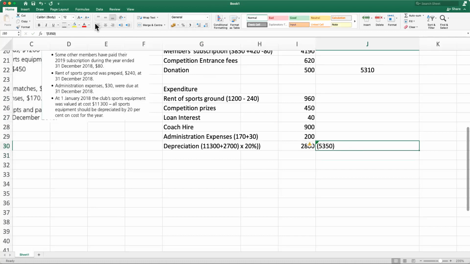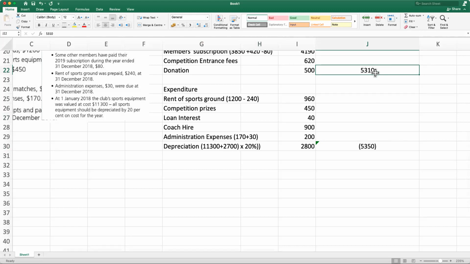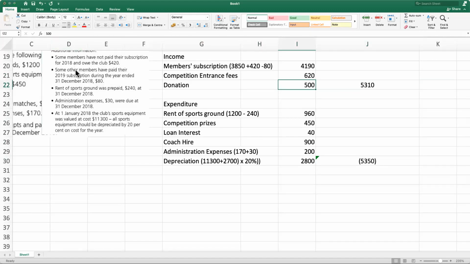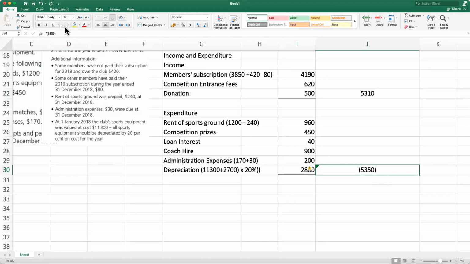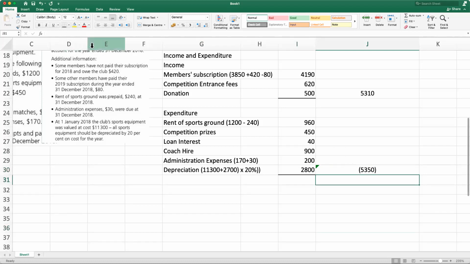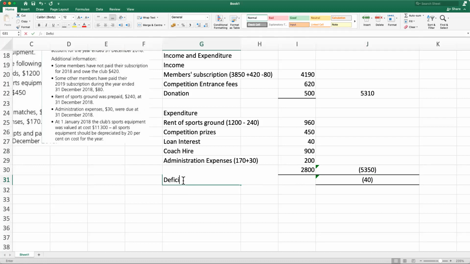Once you're done with this, you need to calculate whether you have a surplus or a deficit. If you look at this one here, your income is less than your expenditure, which means you have overspent. It's okay because you're just calculating how much you made or how much you lost. So the total deficit would be 40. Just put in a bracket representing a loss, and write deficit for the year. And that'll be all.